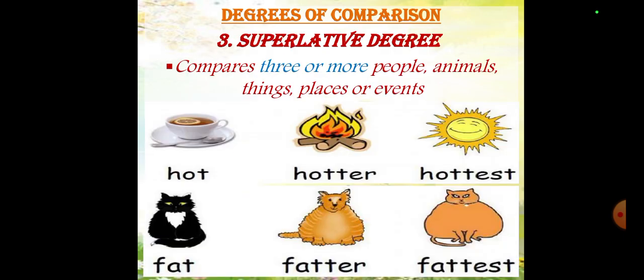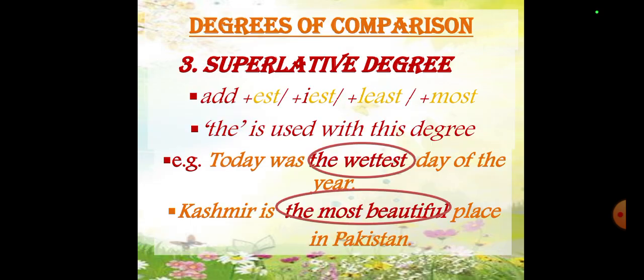Degrees of comparison. Superlative degree. What's a superlative degree? In which we compare three or more than three people, animals, things, places, or events, like hot, hotter, hottest, fat, fatter, fattest. If you're talking about three or more than three places, events, people, objects, that means you're doing the superlative degree.